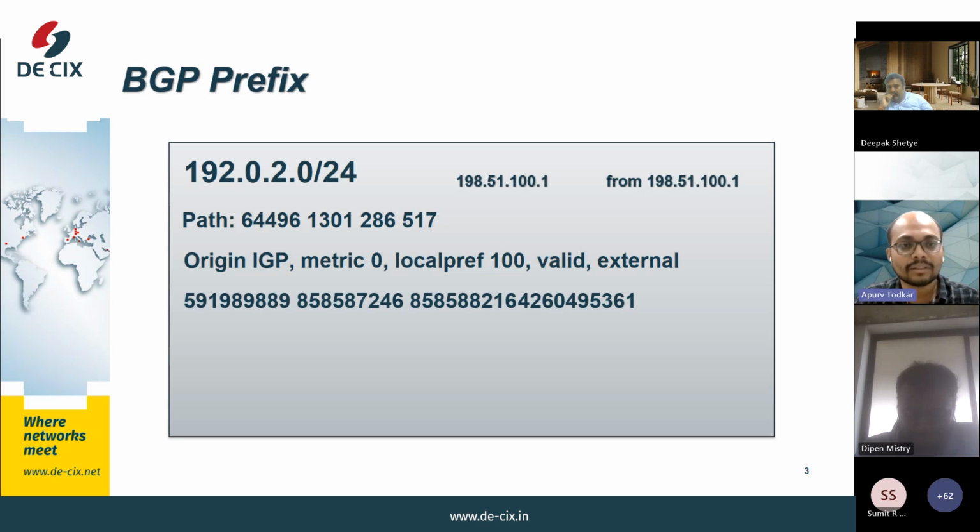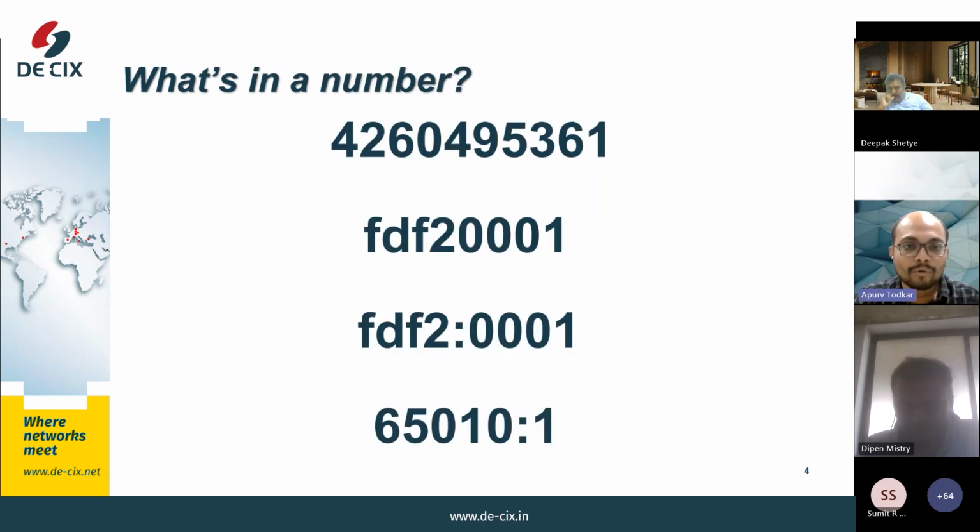In addition to this, BGP prefixes can have optional attributes. These might look like large numbers on your router, as you can see over here. This is what we call BGP communities, which is the topic for today. So what's in a number, you might ask.